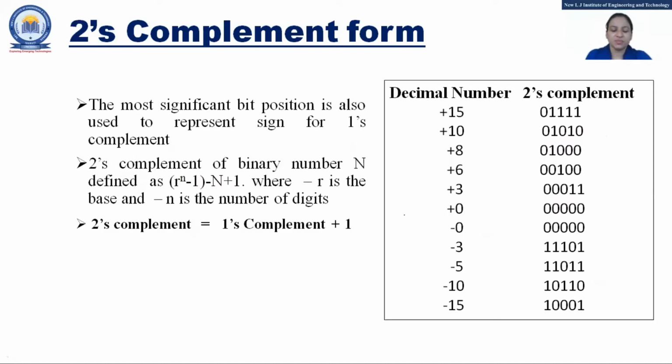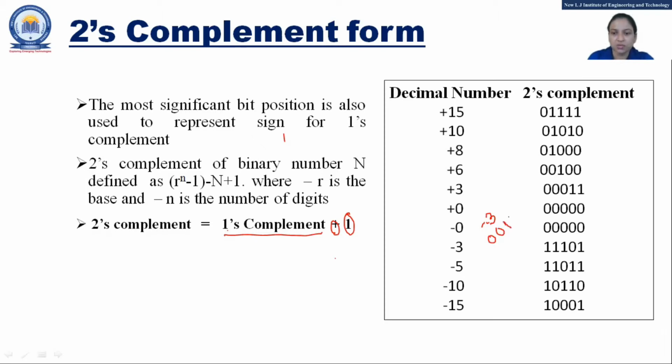Now in the 2's complement method, what do we do? Here we can see that the 2's complement of any number is equal to its 1's complement plus 1. Right? Now if I want to represent minus 3, what I'll do?